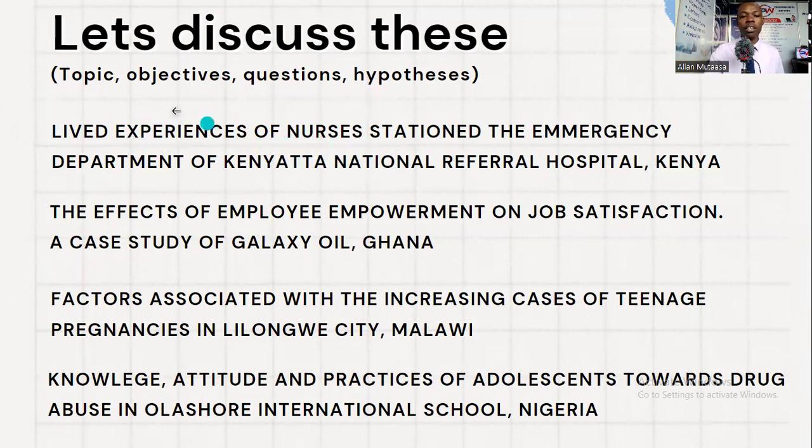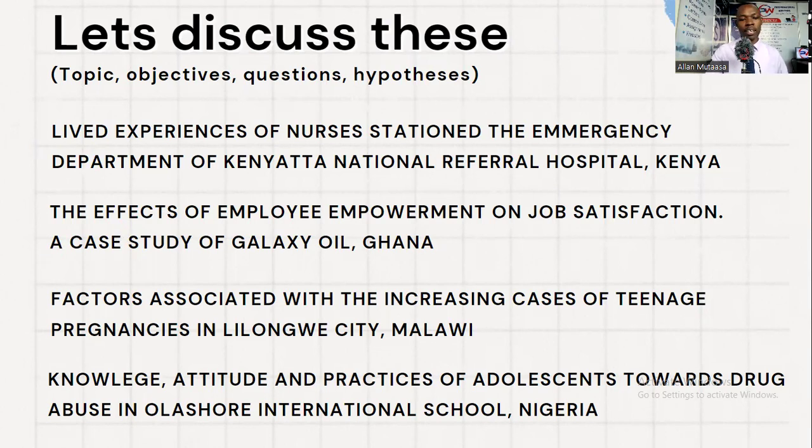If you want to do this topic, then you have to change this dependent variable. So if you're doing experiences, you need to study a smaller number of people. For instance, experiences of cancer patients in stage 4 with a specific cancer, maybe suffering from breast cancer. So that number is not very many, even in the whole hospital. So you can easily do purposive sampling and get your number there. Then let's look at the second topic, the effects of employee empowerment on job satisfaction.